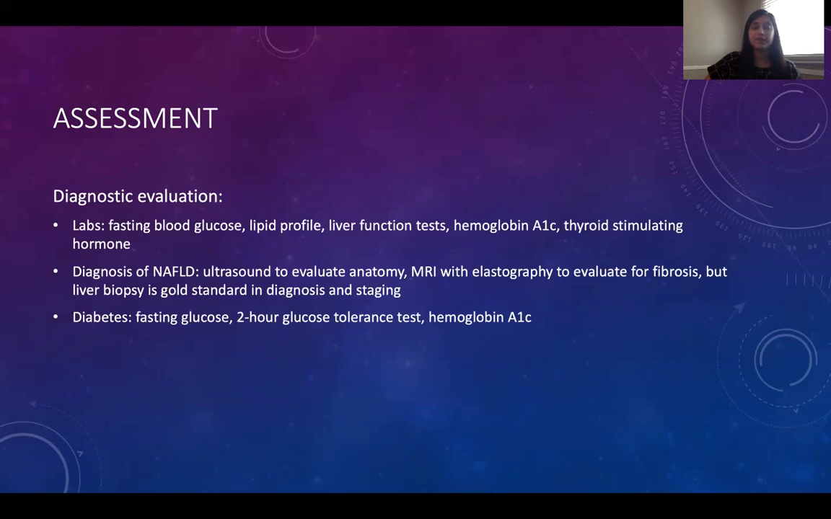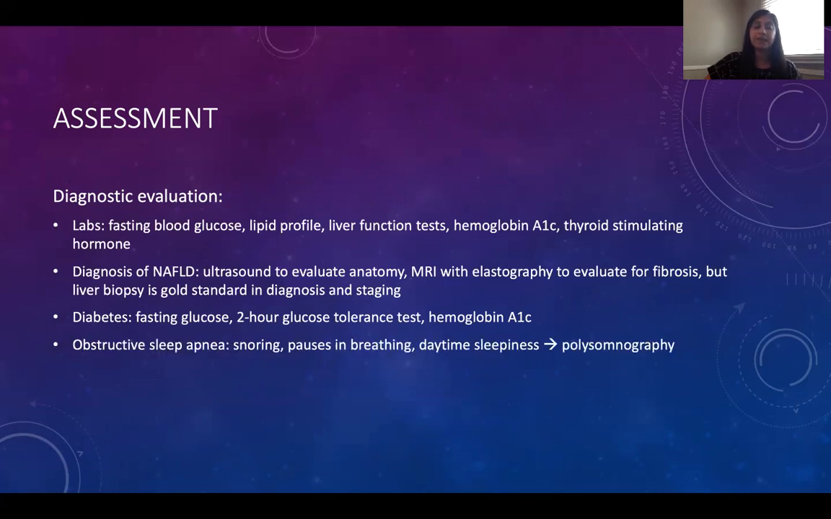For diabetes, you want to get a fasting glucose, possibly a 2-hour glucose tolerance test, and of course your hemoglobin A1C. If your patient has any complaints of snoring, pauses in their sleep, or daytime sleepiness, which of course they may not notice but other family members might, then you may want to think about a sleep study.